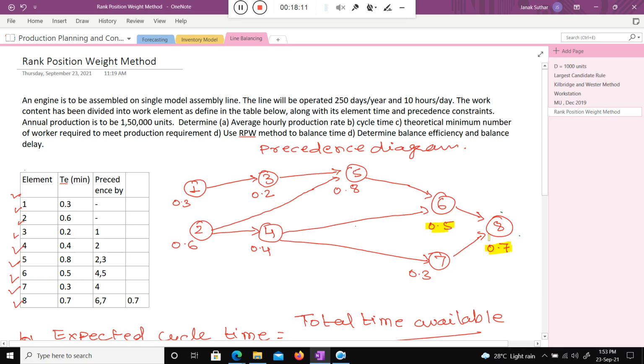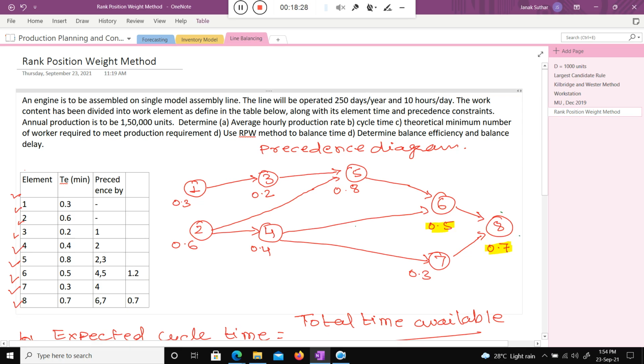Just add these two things, and you will get the weight for element 6. And for element 6, what will be the weight? If you add these two things, then it is 1.2. Please try to understand the concept.